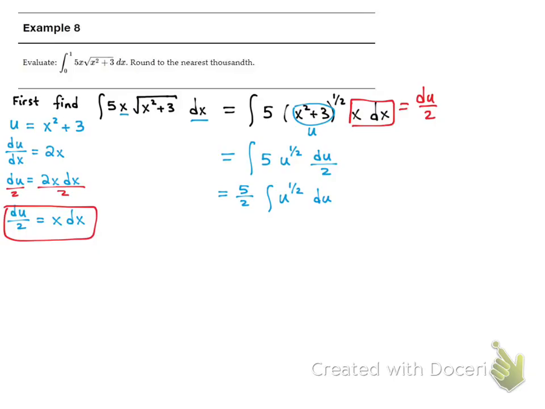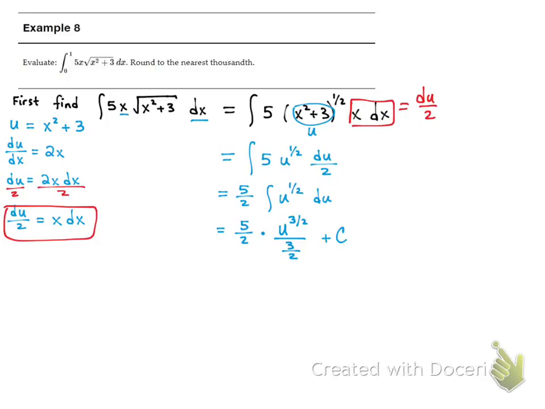The way I did that was I just took the 5 and put it on the outside because it's a constant, and I took the 1/2 and put it on the outside because it's a constant. So that gives me 5/2 on the outside times the integral of u to the 1/2 power. Now when I take the integral of that using the power rule for integration, I just add 1 to the 1/2 power, so that gives me a 3/2 power, and then I also divide by that power.